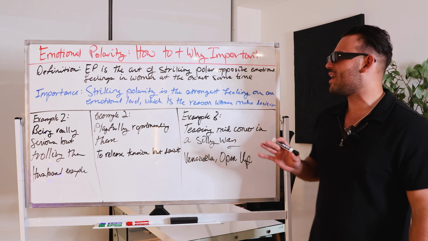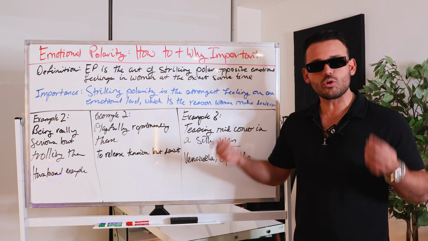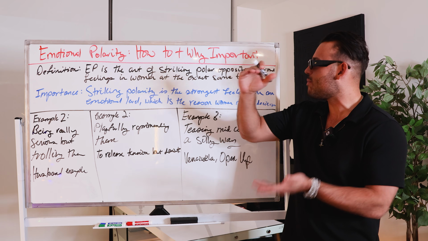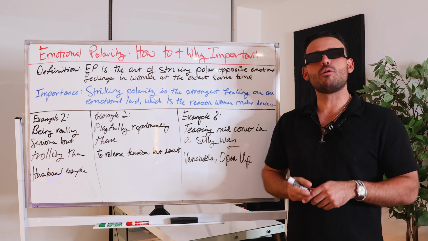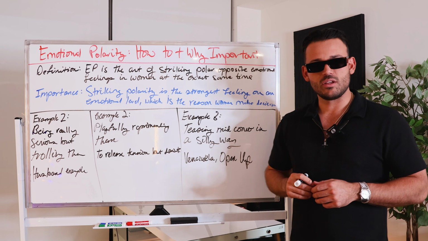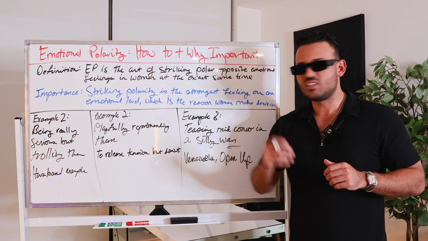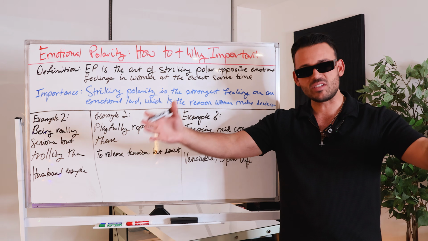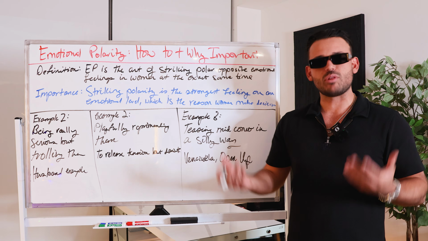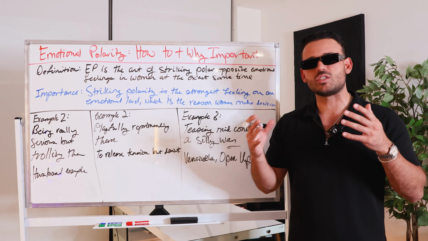What you first need to understand is emotional polarity, the definition, is the art of striking polar opposite emotional feelings in women at the exact same time. Now, what are some emotions? Comfort, discomfort, security, insecurity, anxiety, comfortability, desire, fear, faith, worry. We're doing all of these things at the same time. Now, it seems complex, but it's not that complex. And I'm going to try to distill it in the most simplistic way possible.